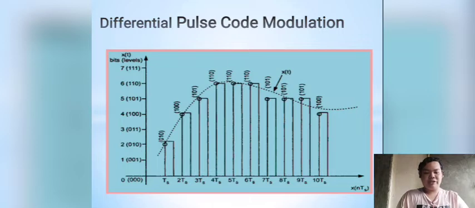Just observe the figure: samples taken at 4Ts, 5Ts, and 6Ts are encoded to the same value of 110. This information can be carried by only one sample value, but these samples are carrying the same information, which means redundant.